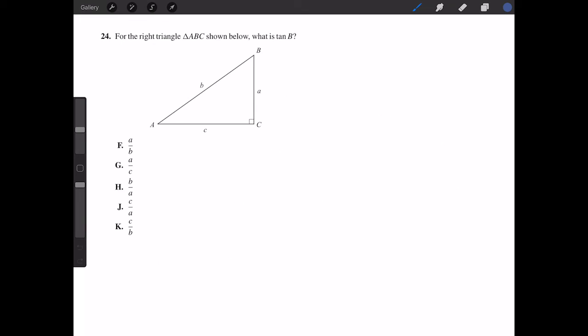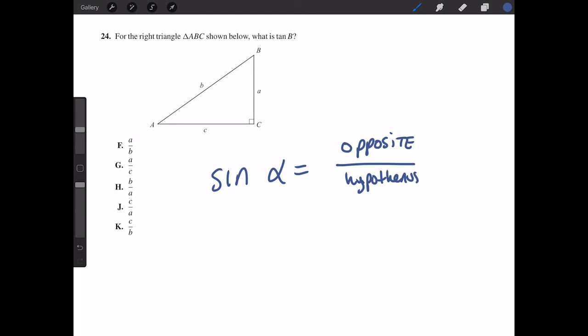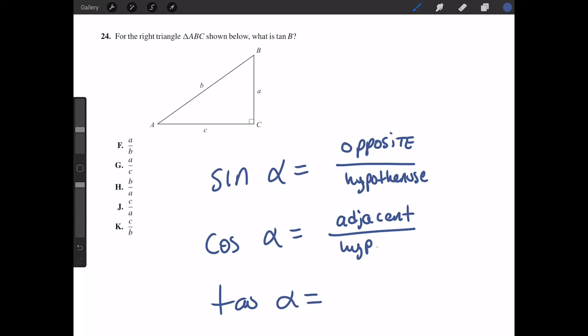For problem 24, it reads, for the right triangle ABC shown below, what is tangent of B? So just remember what the trig functions are defined as. Sine of an angle is equal to the opposite side of the angle divided by the hypotenuse. Now, cosine of an angle is equal to the adjacent side to the angle divided by the hypotenuse. And finally, the tangent of the angle is equal to the opposite side divided by the adjacent side to the angle.